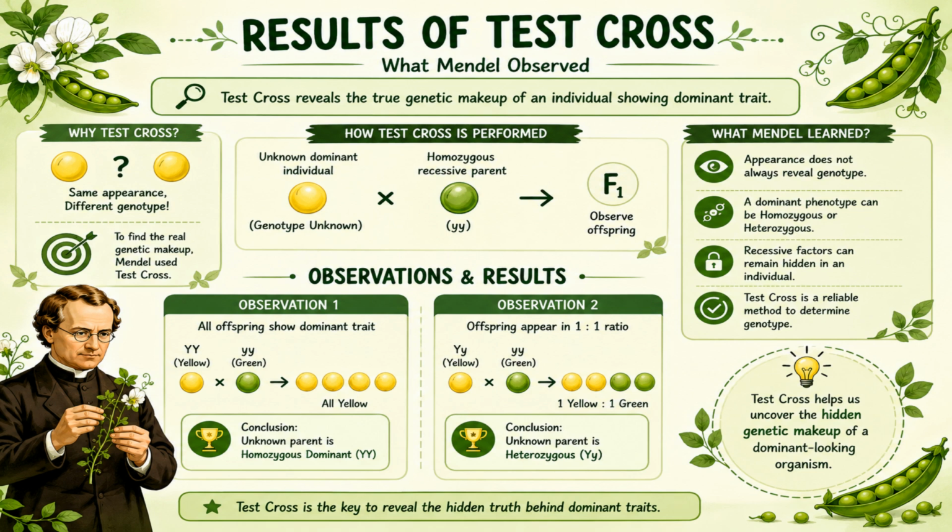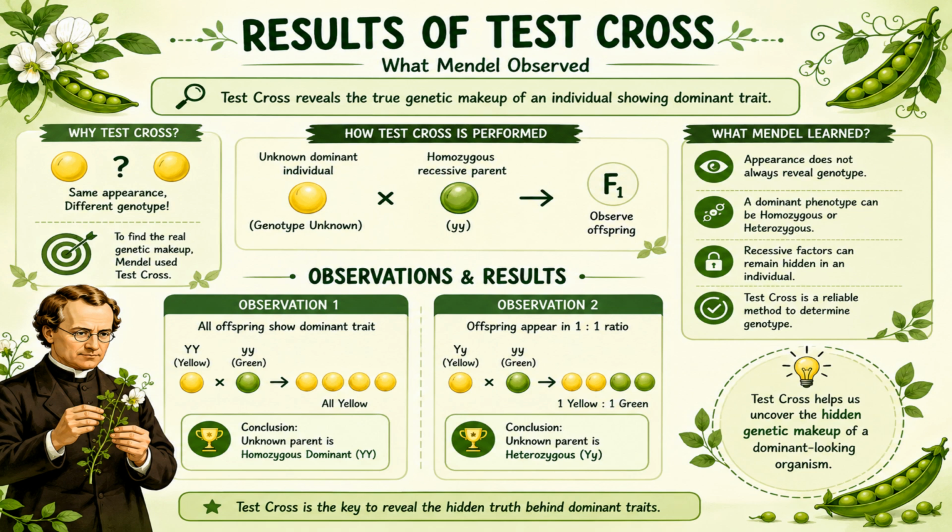Second observation. In some cases, the offspring appeared in a ratio of 1 dominant to 1 recessive. For example, half of the offspring were yellow and the other half were green. This result indicated that the unknown parent was heterozygous. Mendel concluded that the dominant-looking parent contained both dominant and recessive factors. During gamete formation, these factors separated and passed into different gametes. As a result, some offspring received the dominant factor and appeared dominant, while others received the recessive factor and showed the recessive trait. What did Mendel learn?